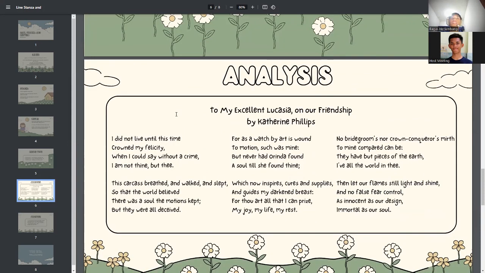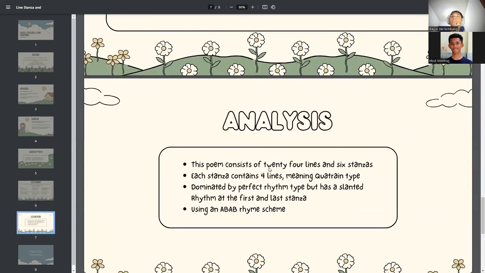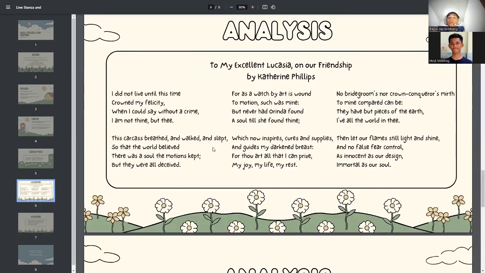As you can see right here, time, felicity. Felicity is the B part, and D is also part of the B. So time and crime rhyme with each other, and felicity and thee is not exactly a perfect rhyme, but it still rhymes. As you can see, felicity and thee have the same ending sound. And basically that's how slanted rhyme appears in this poem.